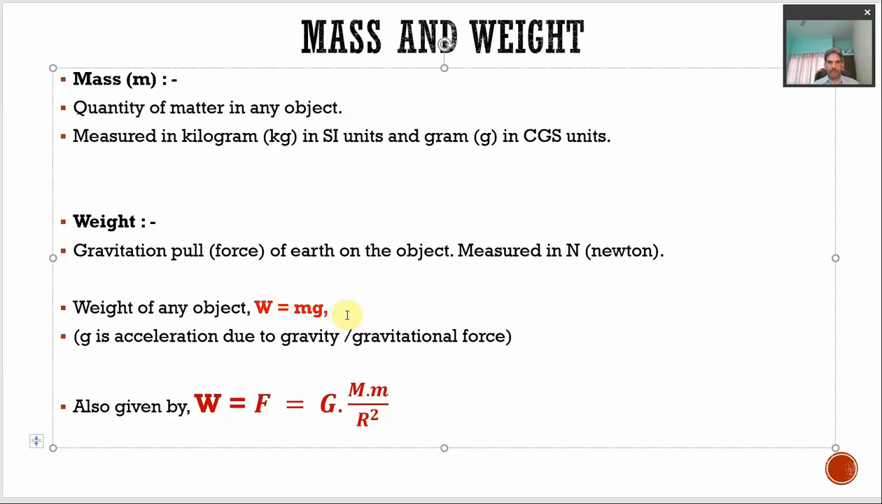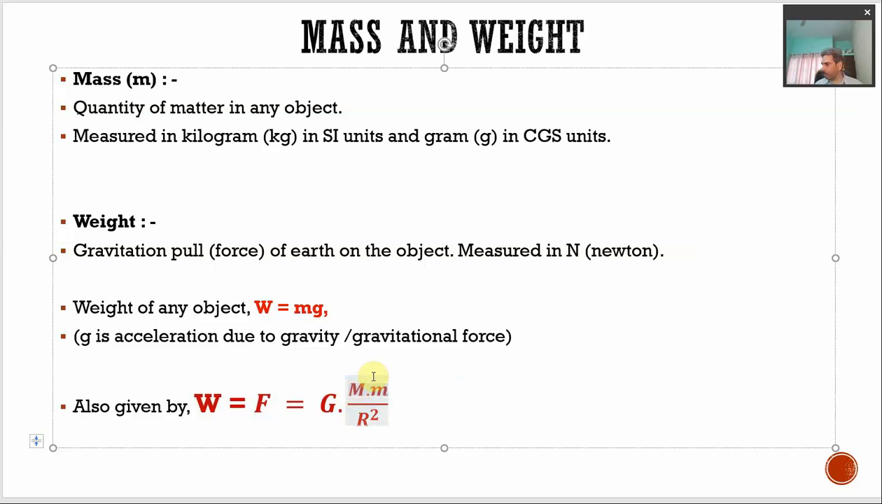There is another formula for the weight of an object, because by nature weight is nothing but the force of the earth on any object towards its own center, right? So we can also calculate it with Newton's law of gravitation, which is given by this formula. The weight of any object is given by the gravitational force between the object and the earth, which is given by this formula: capital G, which is the universal gravitational constant. Its value is fixed for every kind of calculation where it is involved.